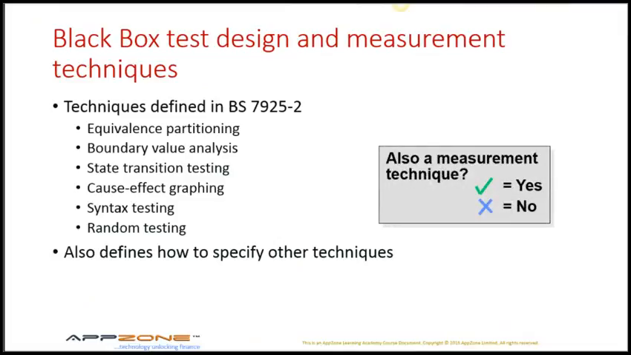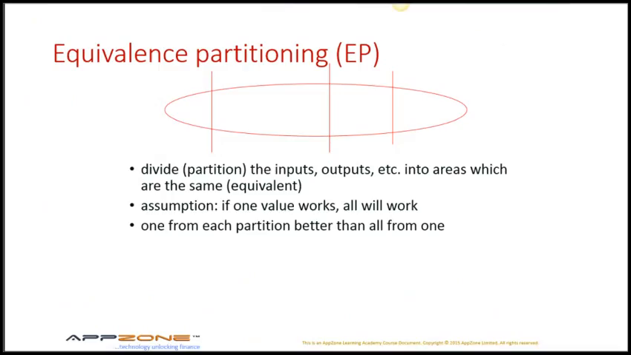So there are various measurement techniques that are involved in black box testing, and these include equivalent partitioning, boundary value analysis, state transition, and cause effect graphing. The others, syntax testing and random testing, are not measurement techniques per se in black box testing. So it defines how to specify other techniques that are involved.